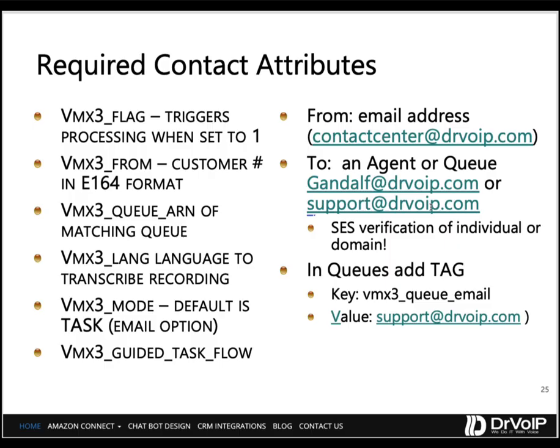But if you're going to deliver something as an email, for example, if you're going to send an email to a queue rather than a task, you'll need to add a tag in the actual queue. If you go to queue configurations, you'll see a place where you can add a tag. You're going to set a key, and the value will be the actual email address.